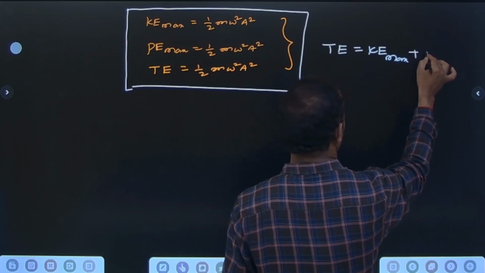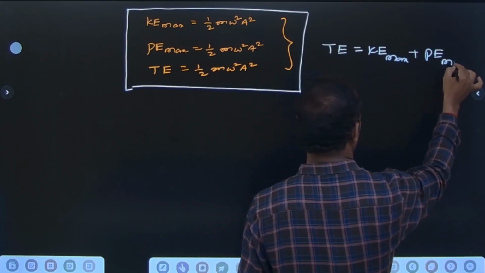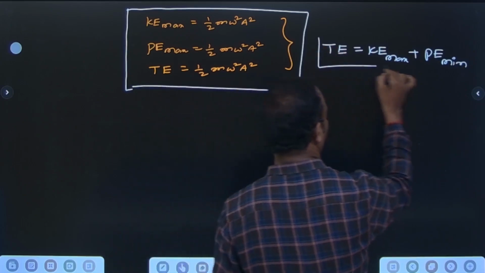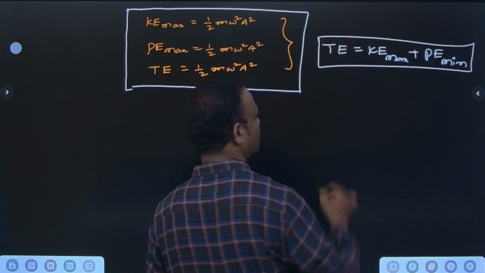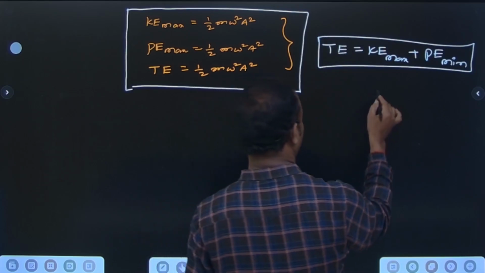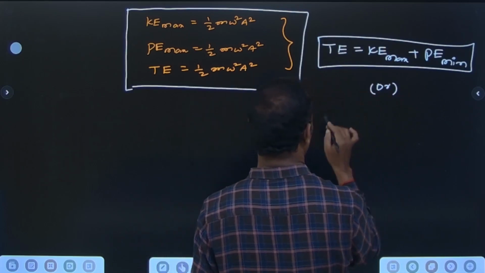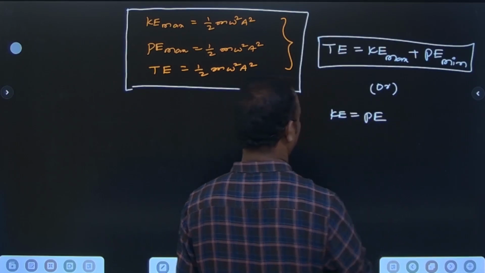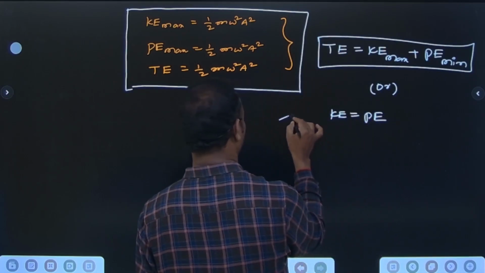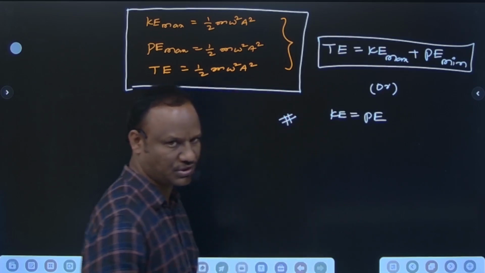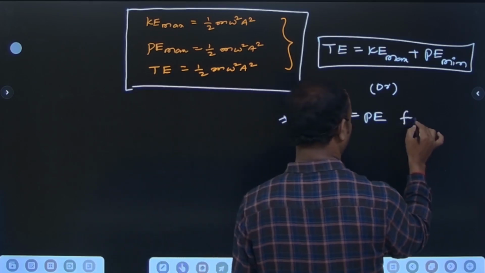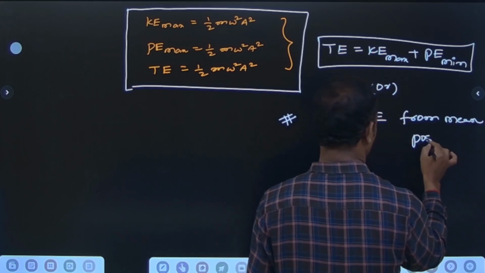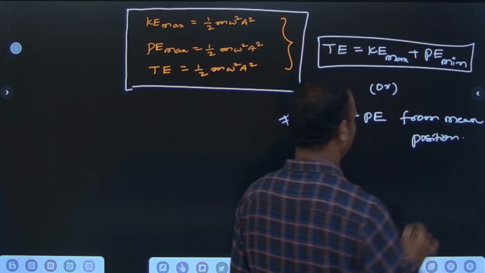Okay. So if kinetic energy is maximum, potential energy is what? Minimum. Next one is maximum, next one is minimum. For example, consider the position where kinetic energy is equal to potential energy, from the mean position. What is the distance from the mean position?